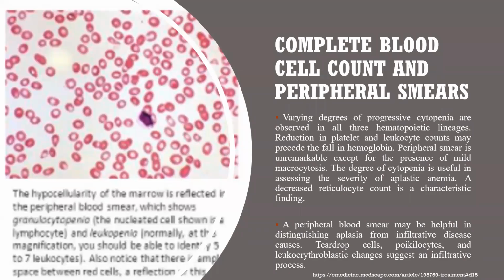Varying degrees of progressive cytopenia are observed in the three hematopoietic lineages. A reduction in platelet and leukocyte count may precede the fall of hemoglobin. The peripheral smear is unremarkable except for the presence of mild microcytosis. The degree of cytopenia is useful in assessing the severity of aplastic anemia, and decreased reticulocyte count is a characteristic finding. The peripheral blood smear may be helpful in distinguishing aplasia from infiltrative disease causes. Teardrop cells, poikilocytosis, and leukoerythroblastic changes suggest an infiltrative process.